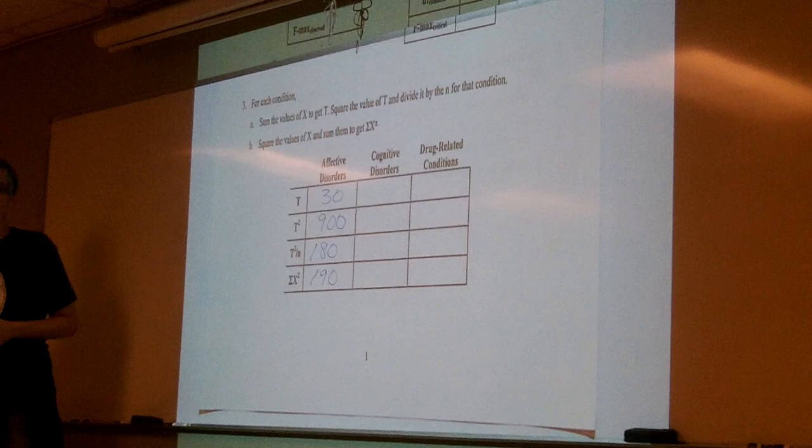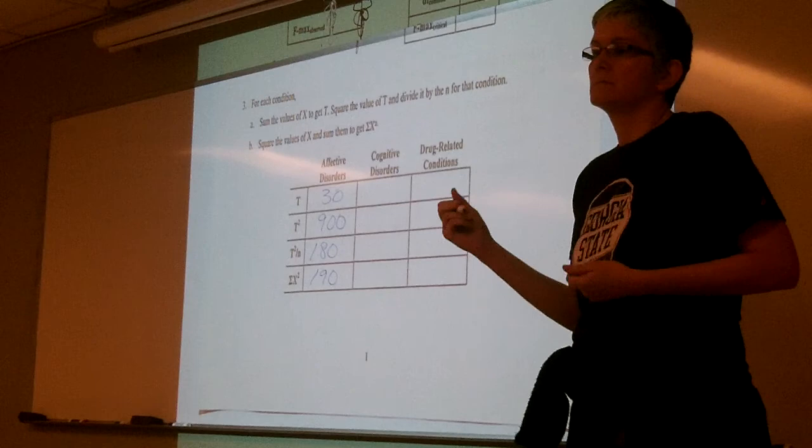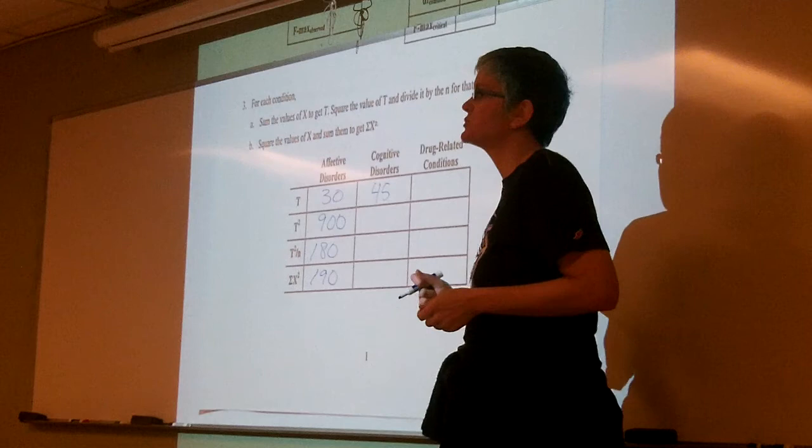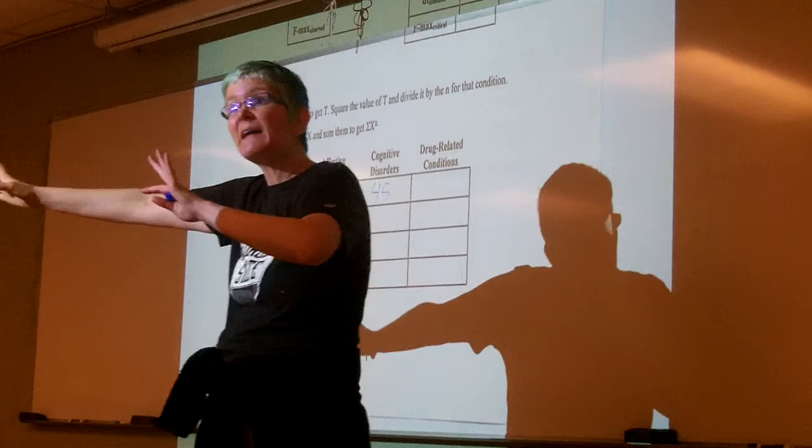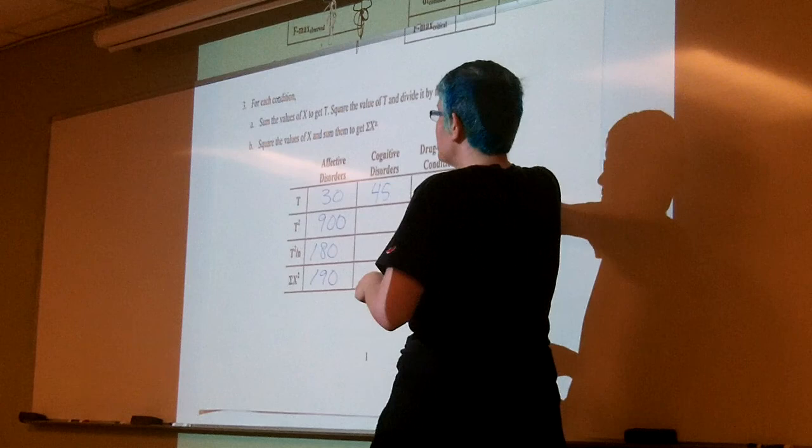What's my T, my big T, for cognitive disorders? 45. What's my big T for drug-related conditions? I moved over here because we're going back and forth. Everybody can participate. My big T for drug-related conditions. That's you guys. 50.